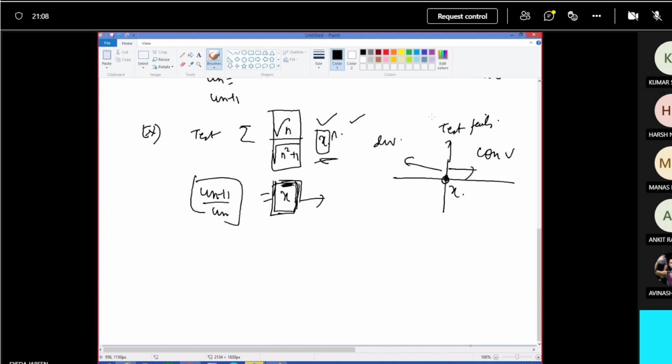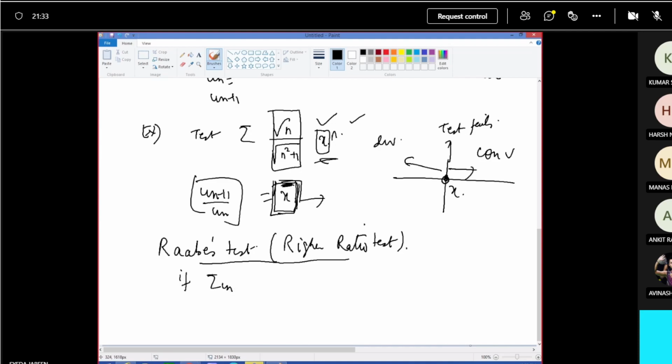Now let us move to Raabe's test. This is also called the higher ratio test. Raabe's test is just the extension of the ratio test. In the ratio test, we have this portion. Let me write Raabe's test, then it will be easy for you to understand. Make a note, all series should be positive term series, okay?